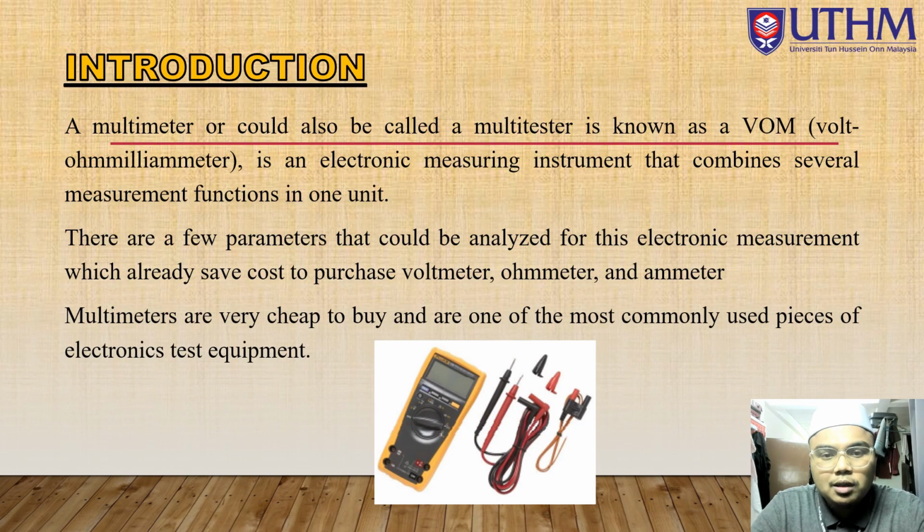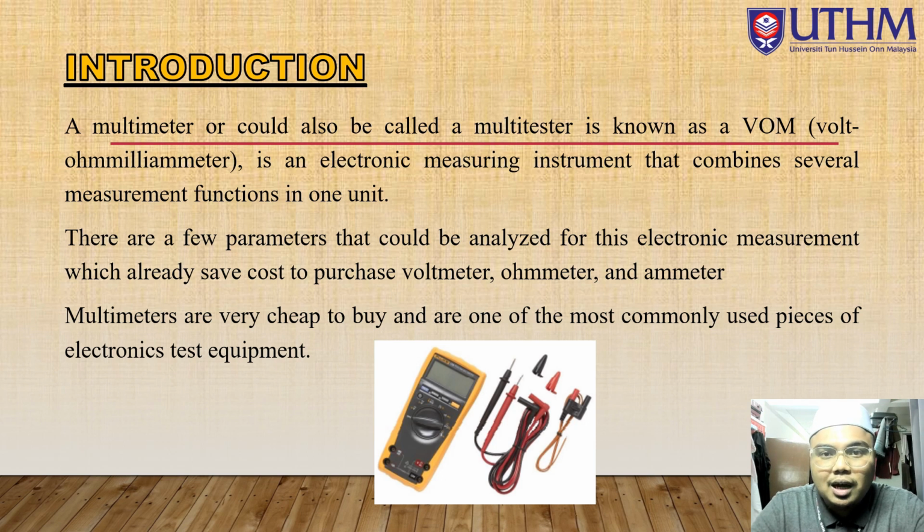For the introduction, a multimeter, or could also be called a multitester, is known as a VOM, which is volt-ohm-milliammeter. It's an electronic measuring instrument that combines several measure functions in one unit. There are a few parameters to analyze for this electronic measurement, which already saves the cost to purchase voltmeter, ohmmeter, and ammeter tools. Multimeters are very cheap and one of the most commonly used pieces of electronic test equipment.